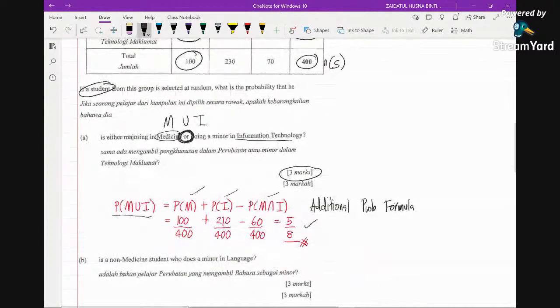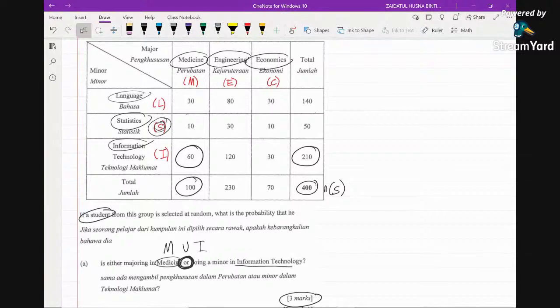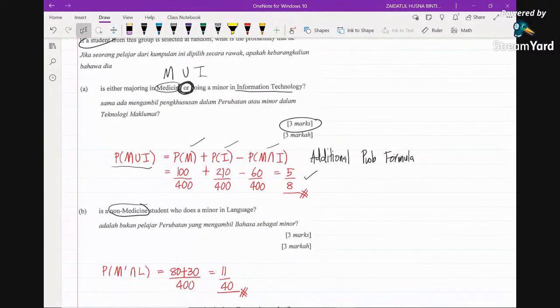Then for the B part, find the probability that the student is a non-medicine student who does a minor in language. Non-medicine means he can take either engineering or economics, because this is medicine. So M prime is basically E and C. When we talk about non-medicine students, it's either the student taking engineering or economics, so we can declare E and C to be M prime. Who does a minor in language: so M prime intersect L.